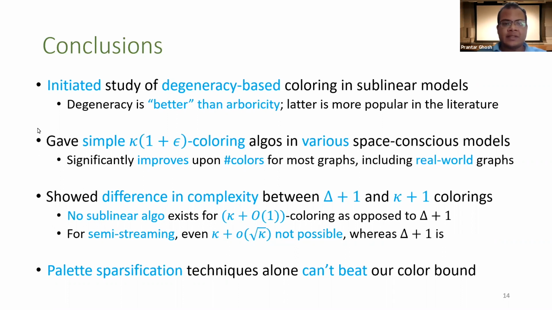Recall that delta plus 1 coloring admits a sublinear algorithm, and in fact it can be done in semi-streaming space. On the contrary, even coloring using kappa plus constant many colors has no sublinear algorithm, and for semi-streaming we need at least kappa plus square root kappa many colors. We also showed that sophisticated techniques like palette sparsification cannot beat our color bound by direct implementation.